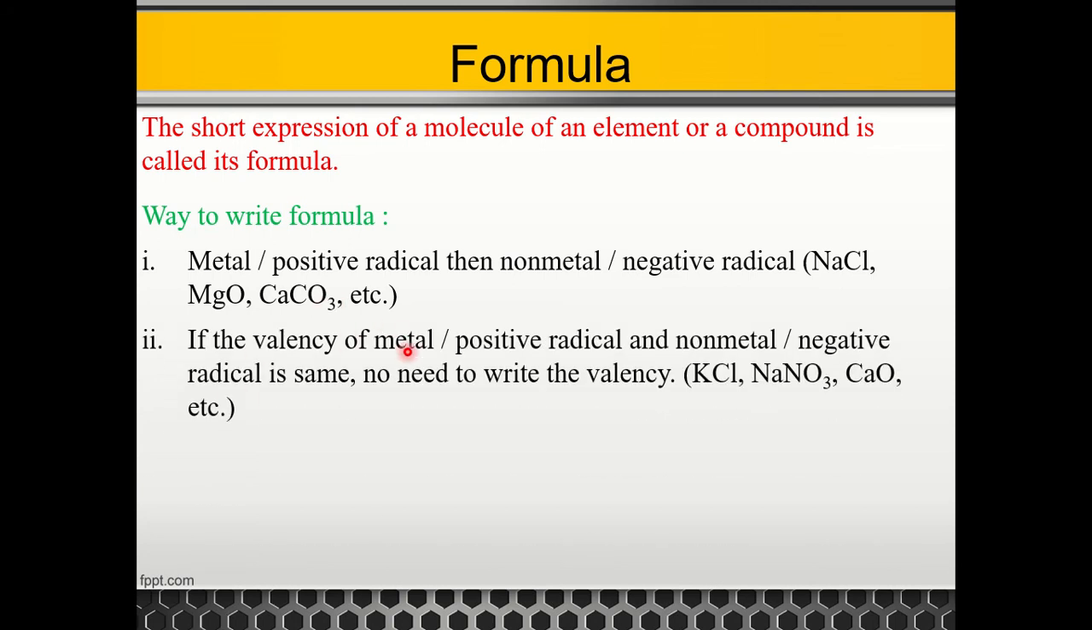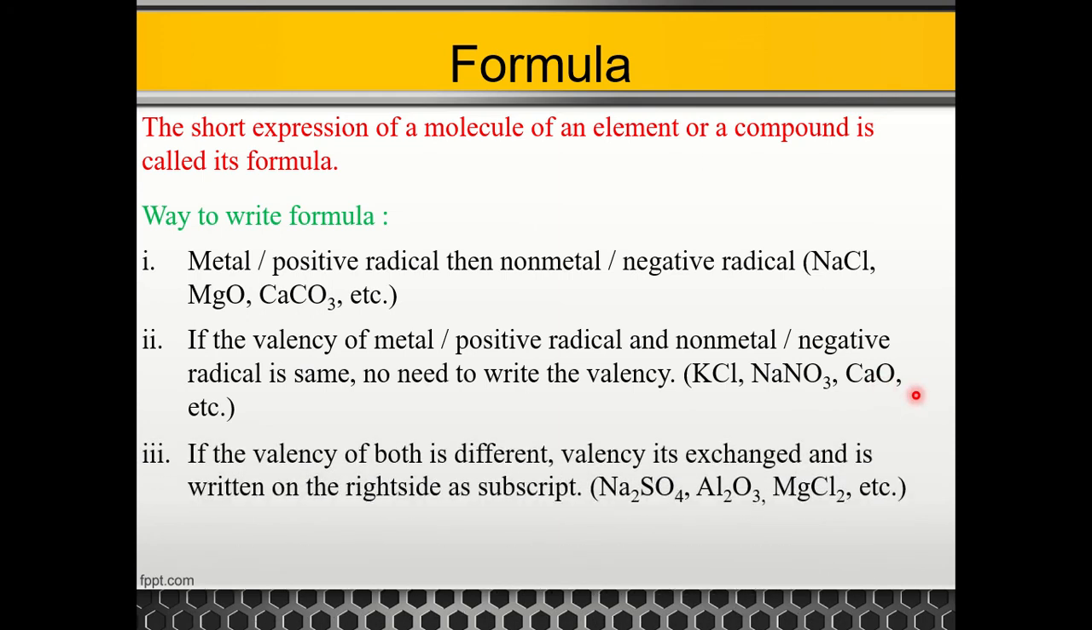If the valency of the metal or positive radical and the non-metal or negative radical is the same, there is no need to write the valency. Like potassium chloride, both their valencies are 1, so no need to write 1. Sodium nitrate, both their valencies are 1. Calcium oxide, both their valencies are 2, so no need to write the valency here.